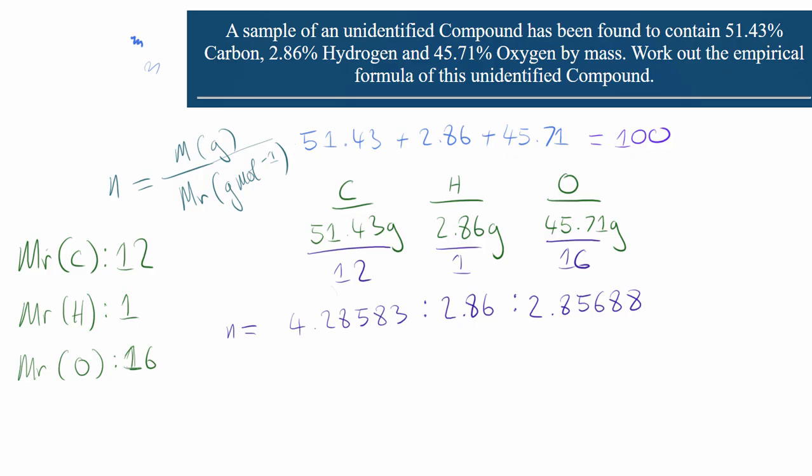At this stage, if you're looking at these numbers, you will notice that 2.86 and 2.85688. If you were looking at these numbers to 2 decimal places, they're basically the same number, right? I mean, that's what they are.